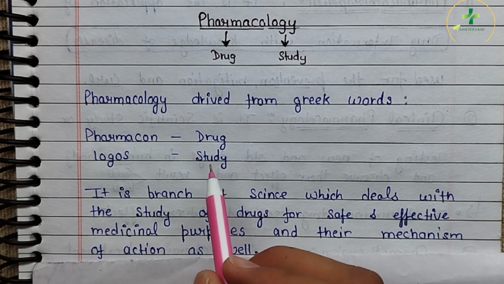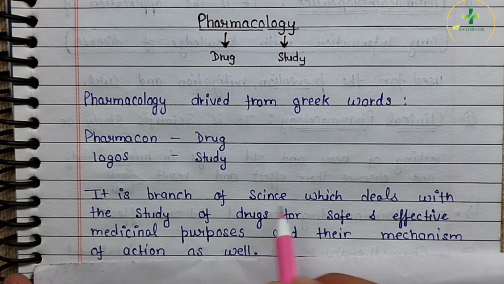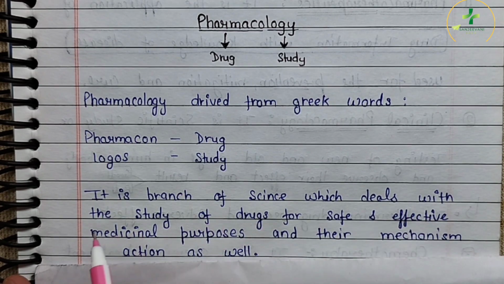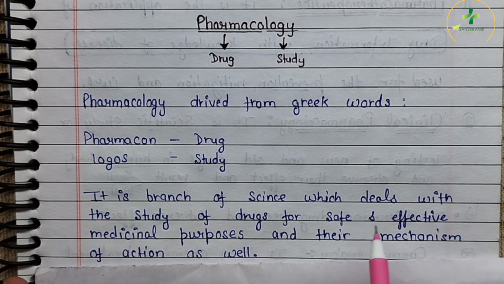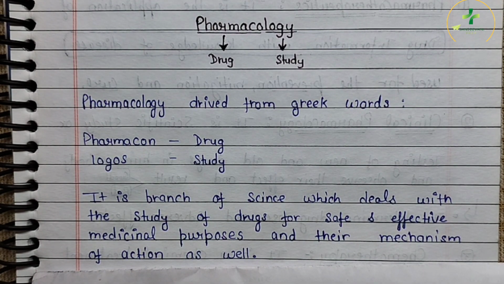So what does it mean? It means that pharmacology is the study of a drug, its mechanism of action, its nature, all about the drug which we administer in the body. It is a branch of science which deals with the study of drugs for safe and effective medicinal purpose. We should know which kind of drug we are using for our medical condition, which kind of disease, which kind of disorder, anything else for which we are taking medicine, and their mechanism of action as well, and how that drug acts on our body.